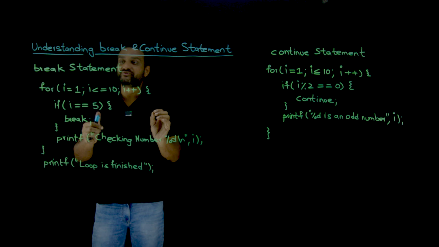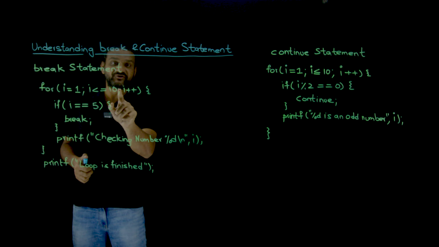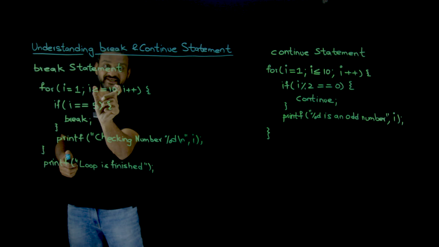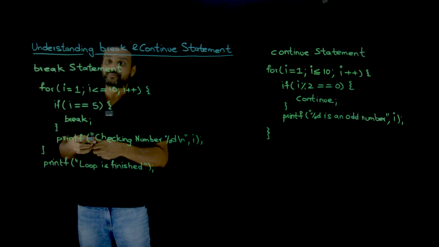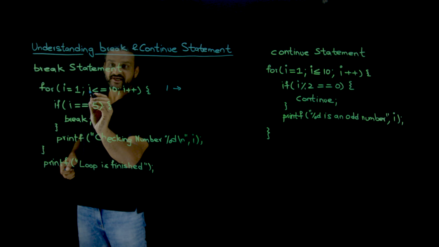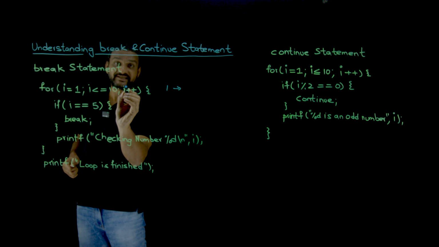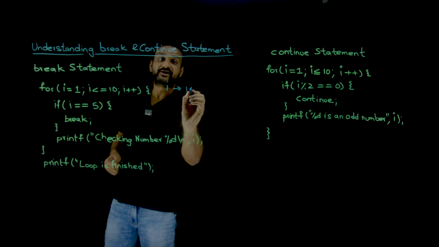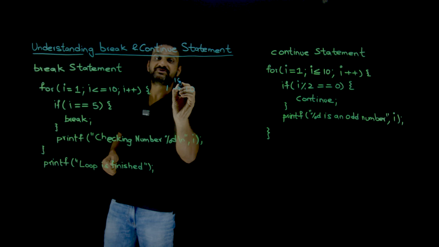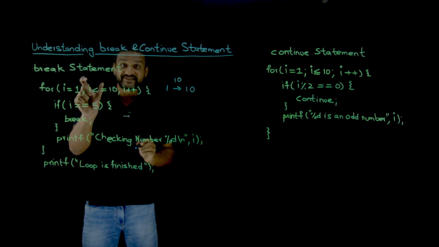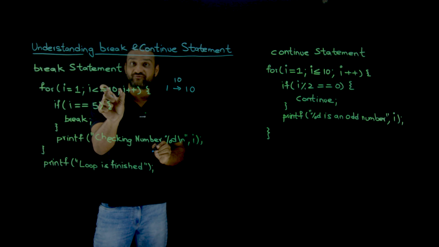First, by seeing this for loop, can you guess how many times this loop is going to iterate? Just by seeing this, we can say that the loop starts from 1 and every time it checks the value of i, whether it is less than or equal to 10. So this loop is going to iterate from 1 to 10, which means 10 times. This is the understanding that we had so far.